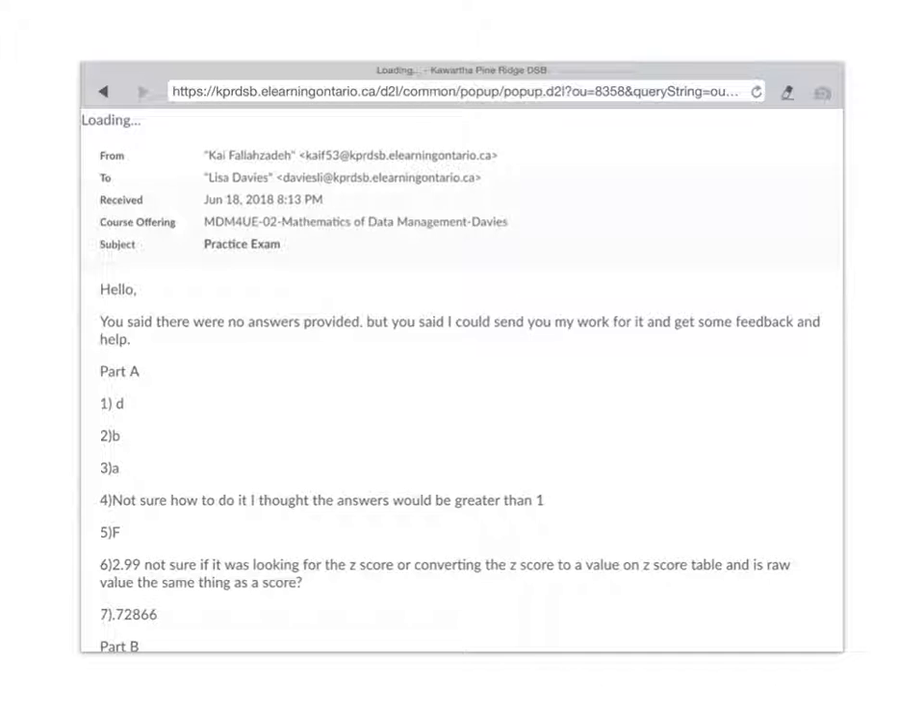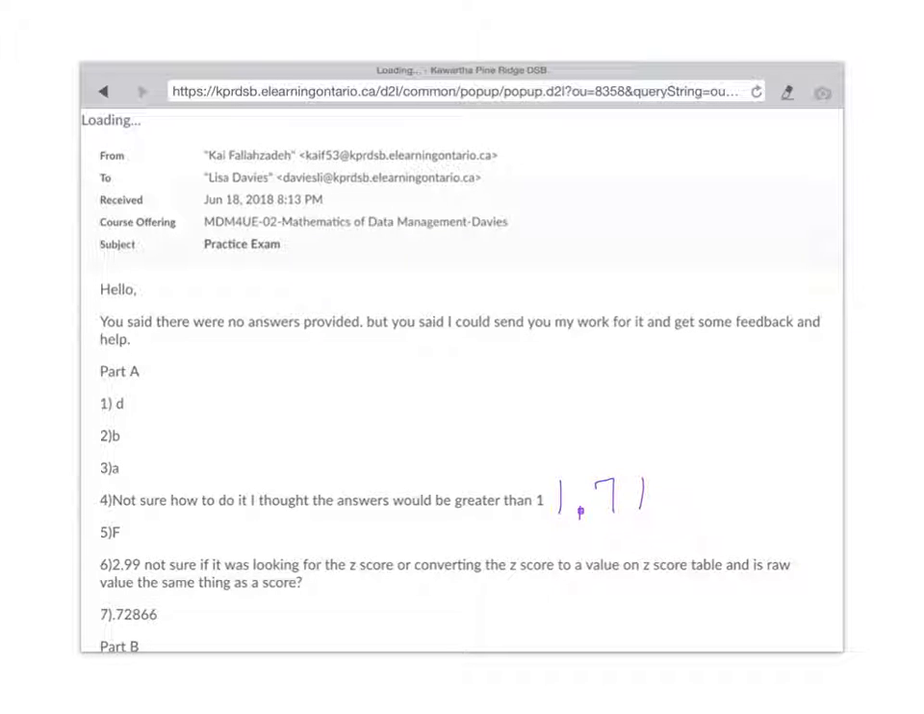So part A, we're doing great with 1D, 2B, 3A, let me have a quick look. Yeah, I believe so. And you are correct about the question 4. The actual expected value there should be 1.71. There seems to be a typo on that document. So you're right about that.